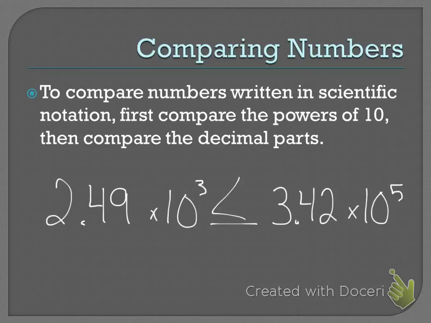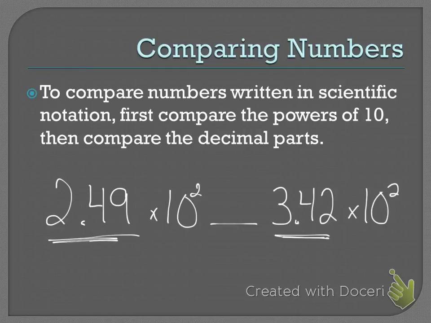If my powers are different, it's as simple as which one is bigger, and that's my bigger number, okay? Now, if my exponents are the same, let me erase this. I have an exponent now of 2 and 2. So now my exponents are the same. Then I look at my decimals, and I see which decimal is bigger. 3.42, okay? So I look at my exponent first. If they're different, the larger exponent's bigger. If they're the same, I look at my decimal.